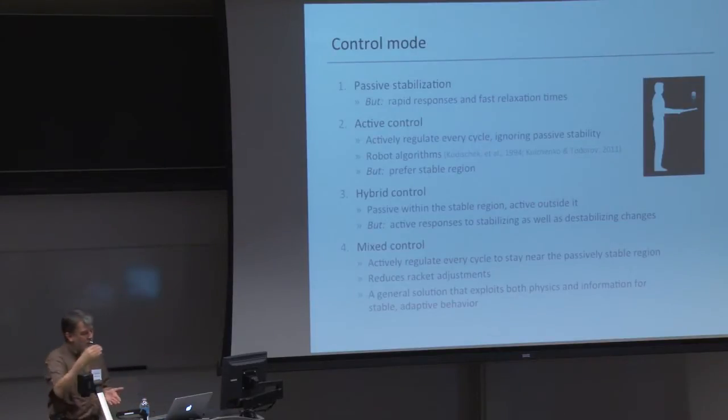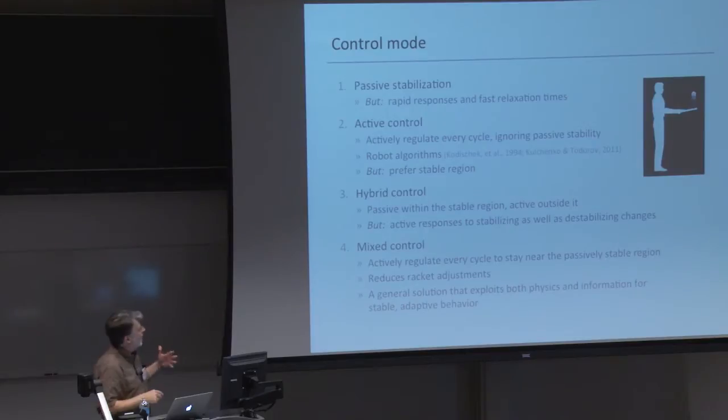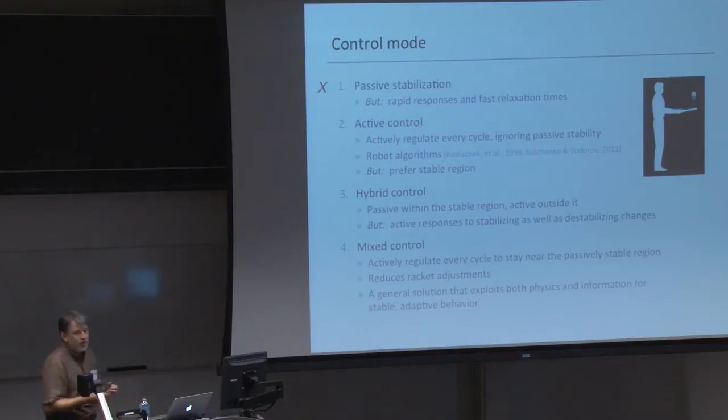So let's go through and consider what the possibilities are that we've come up with for different kinds of control. Passive stabilization was Dagmar's first hypothesis, but we find these rapid responses and fast relaxation times that are inconsistent with that. That suggests active control, but if it was purely active control, as in some robot algorithms, that would mean you're actively regulating every cycle and just ignoring the passively stable region. But in fact, we human bouncers, especially with more practice, prefer the stable region. So they move to the stable region.